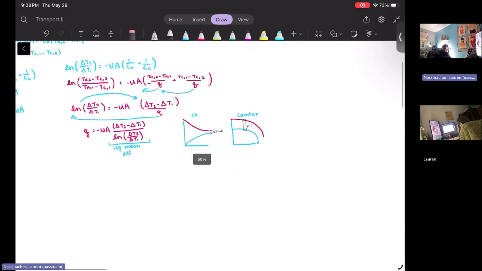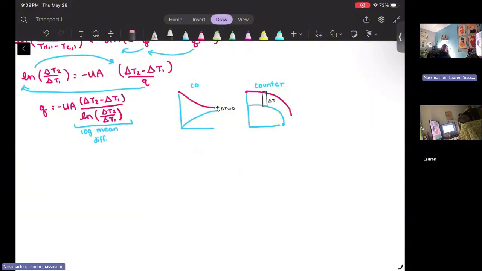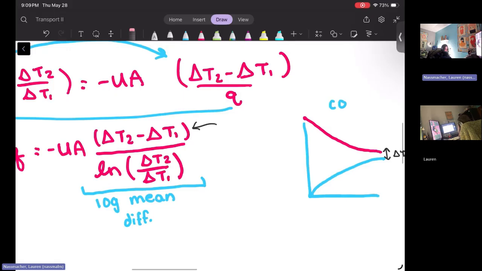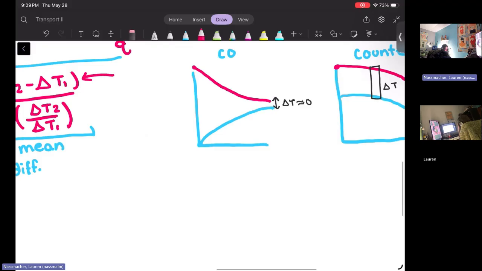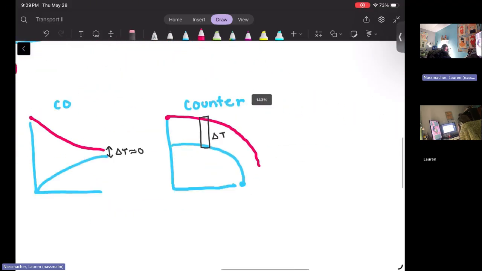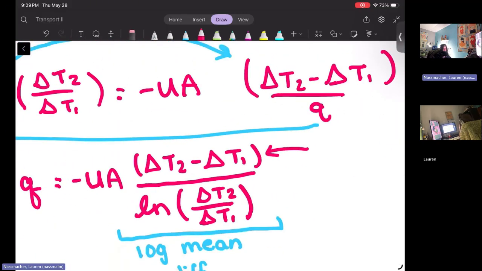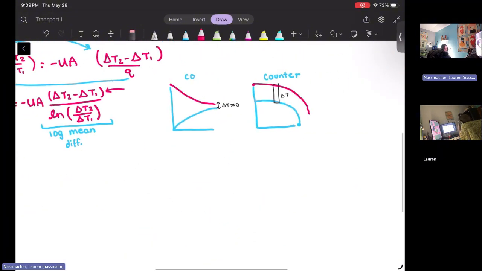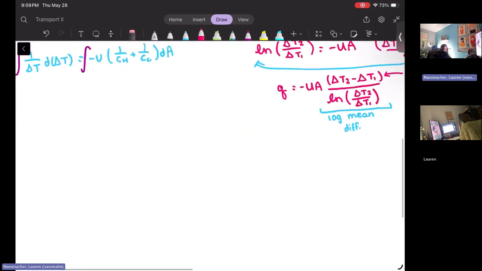Now let's talk about the effectiveness of heat exchangers. Oh, wait. Also, a countercurrent heat exchanger is going to be more efficient for the heat exchange rate because of this numerator. Since the change in temperature is larger, the numerator will be larger, which means that the rate will be larger. So the countercurrent heat exchanger will be more efficient.